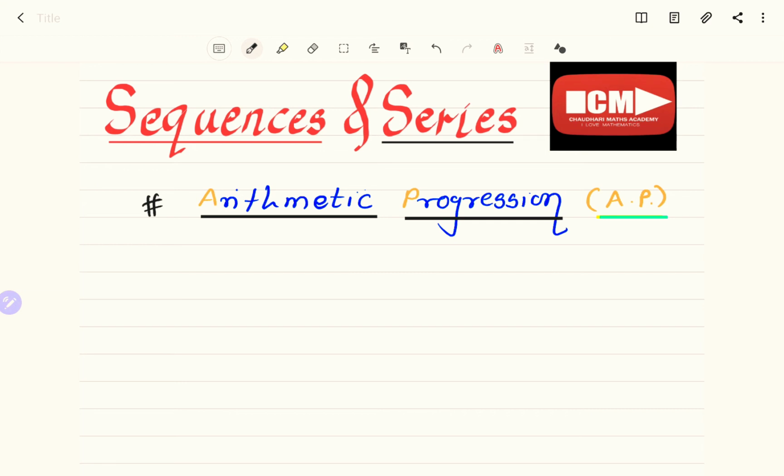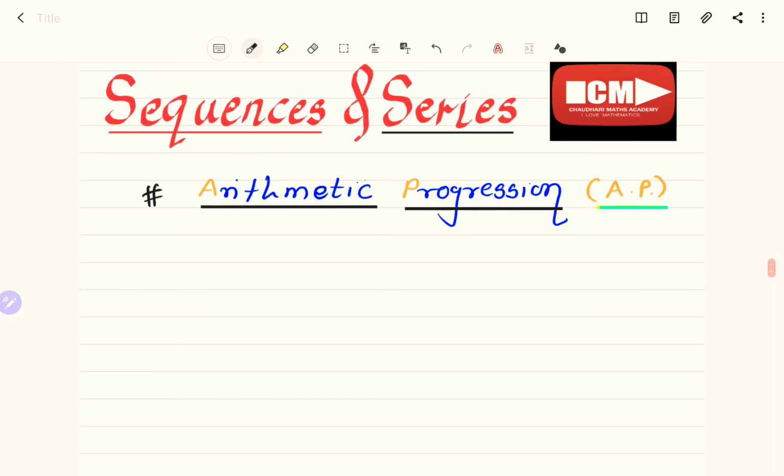What is a sequence, what is a series, what exactly is the meaning of progression, and we also discussed the three types of progressions, that is arithmetic progression, geometric progression and harmonic progression, and how to identify the AP, GP and HP. That was the introductory part of sequences and series. So let's revise arithmetic progression.